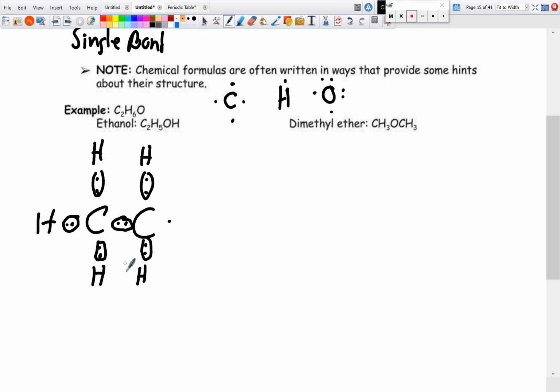Now that's our C2H5. Now notice how we have OH on the side, so I'm going to put in my oxygen next, because that's the next one listed, and then our last bonding electron here, we have our OH.